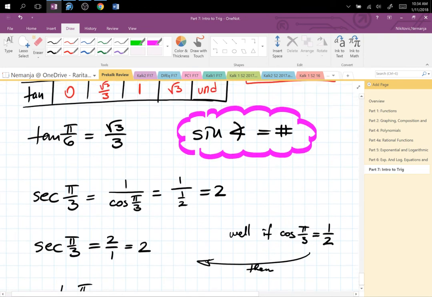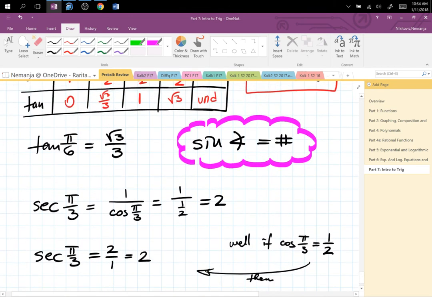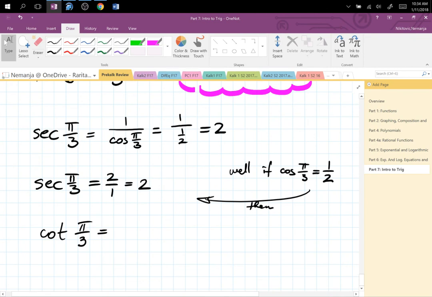So the fastest way to deal with this is to say tangent of pi over 3 is root 3. Therefore, cotangent is 1 over root 3. And then we rationalize. We don't like root 3 in the denominator. So root 3 over 3. Are we clear on that?